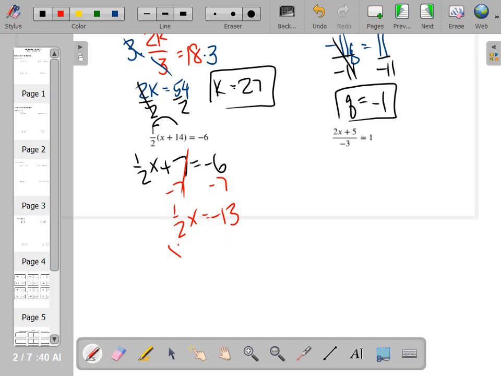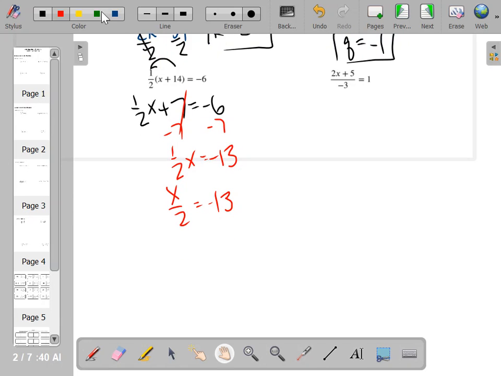Again, if you write this as x over 2 equals -13, it seems to help people realize that the last step now is to multiply both sides by 2. And you get x equals -26.